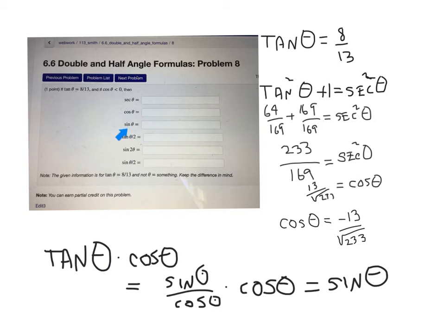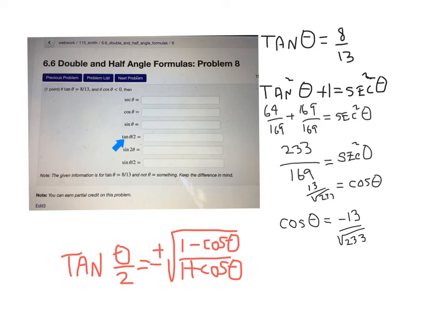To get the sine of 2 theta, use Alex's favorite trig identity. Sine of 2 theta equals 2 sine theta cosine theta. That's the double angle formula for sine. Of course, we know sine and cosine, so we can put those together to get sine of 2 theta. Now, what about the tan of theta over 2? So we're going to use the half angle formula for tangent. We know cosine of theta, so I want to conclude this by talking through how we deal with a plus or minus issue here.